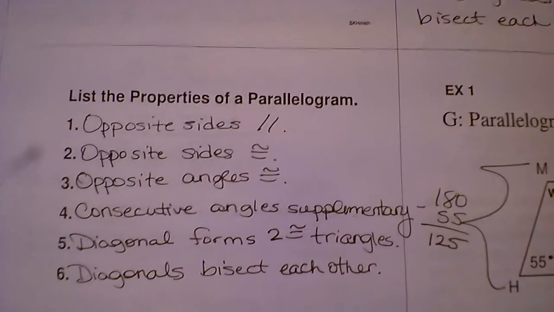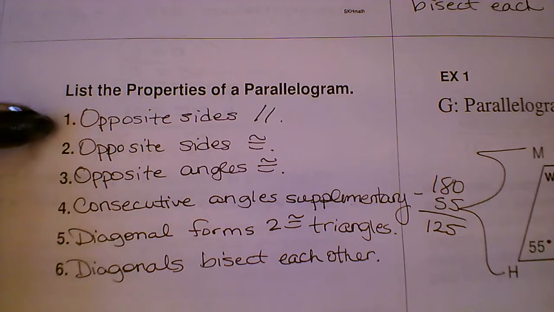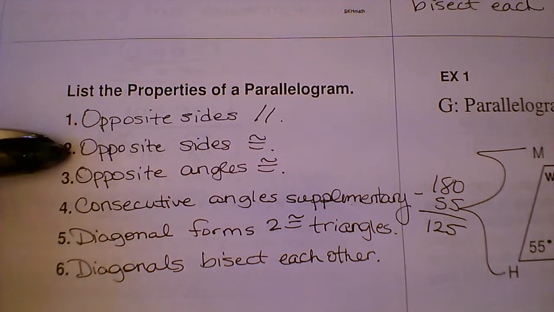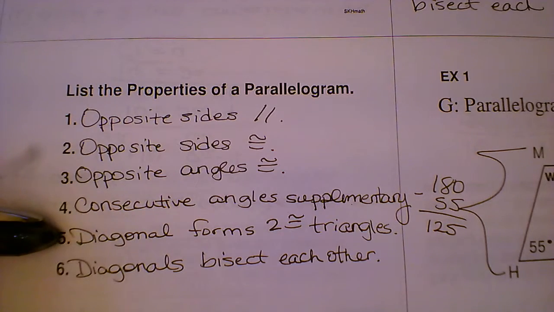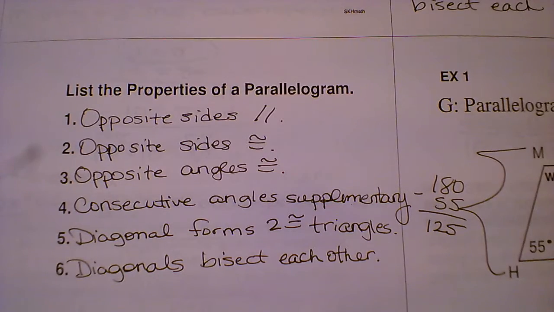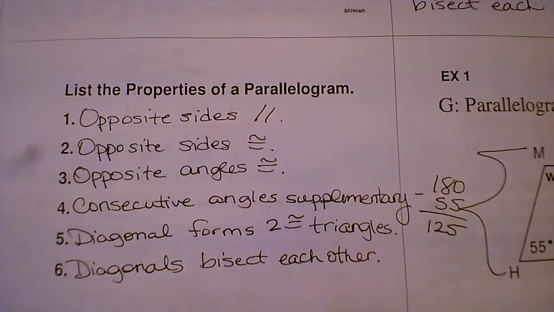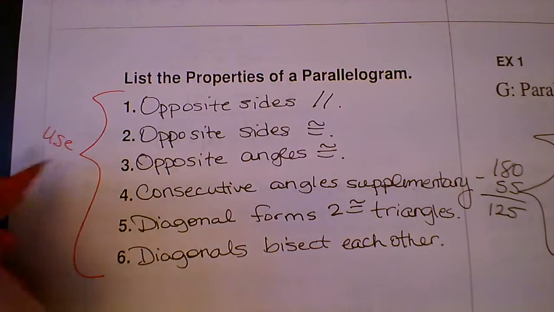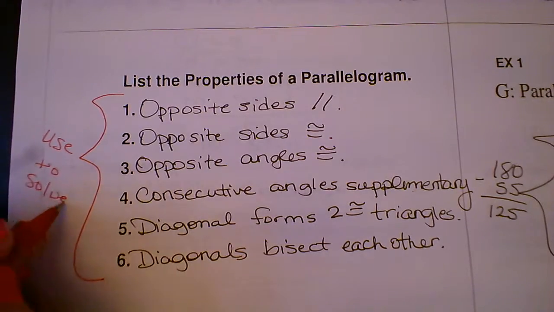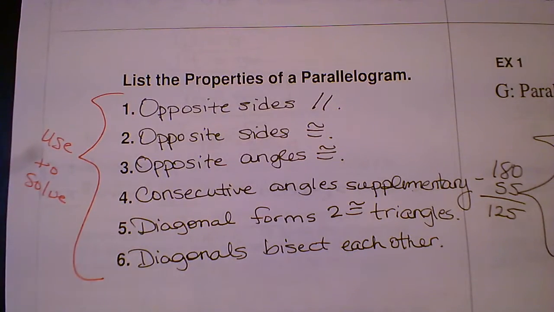The compiled list of properties for the parallelograms: we have opposite sides are congruent and parallel, opposite angles are congruent, consecutive angles are supplementary, diagonals form two congruent triangles, and then the diagonals bisect each other. And the important thing about these properties is they're going to be used to solve problems. So as we go through some of the examples, we're using these statements to show how we can find those measures.